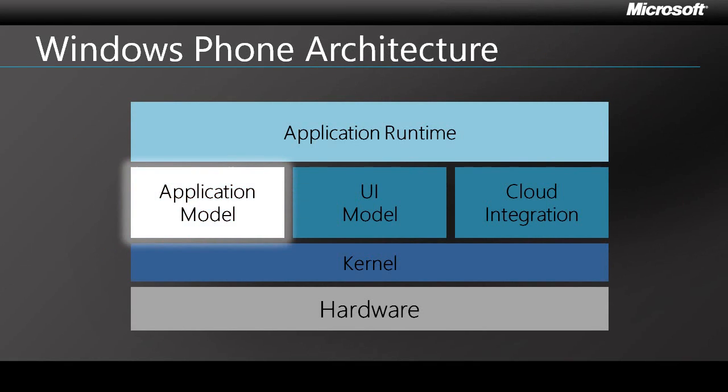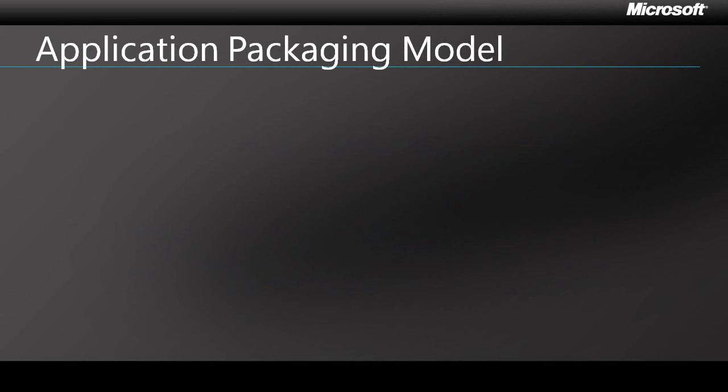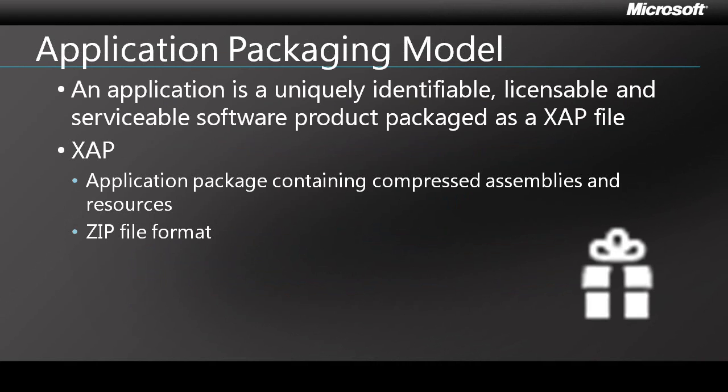Let's move on to the application model, and we'll start by looking at how applications are packaged. In Windows Phone, an application is a uniquely identifiable, licensable, and serviceable software product, packaged as a ZAP file. The ZAP file format was originally introduced by Microsoft to deliver Silverlight 2 applications. It's really just a zip file which contains the application's compressed assemblies and resources.